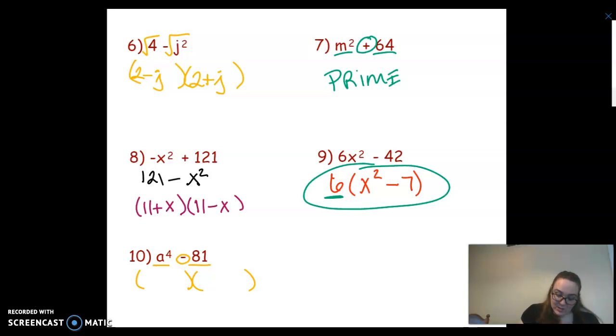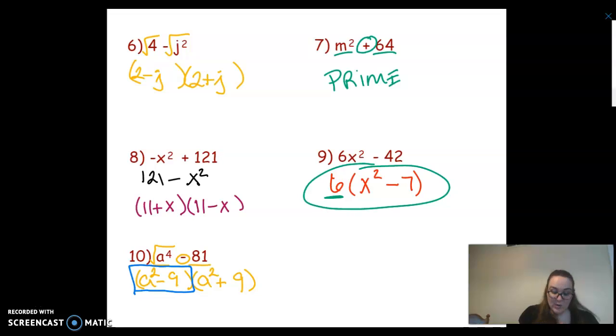So what is the square root of a to the 4th? Well, that's a squared. What is the square root of 81? Well, it's 9. One with a plus and one with a minus. Now, this question is actually not done factoring right now. It is not done factoring because this a squared minus 9 is another difference of squares.